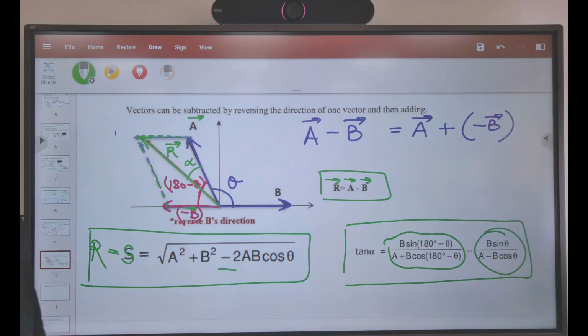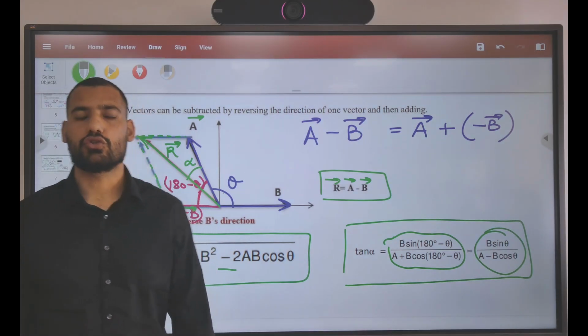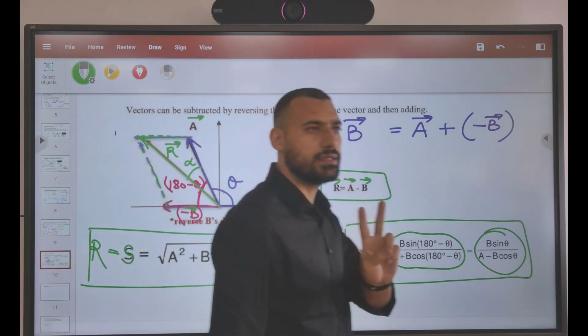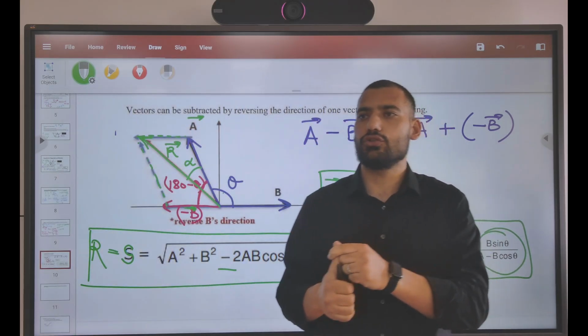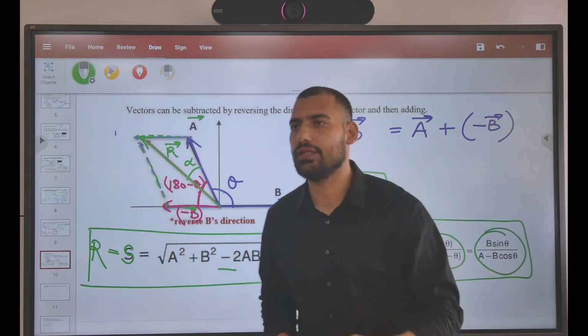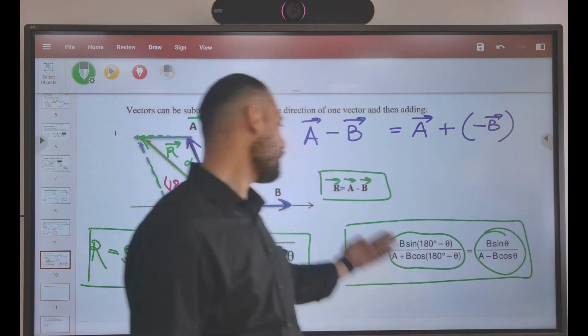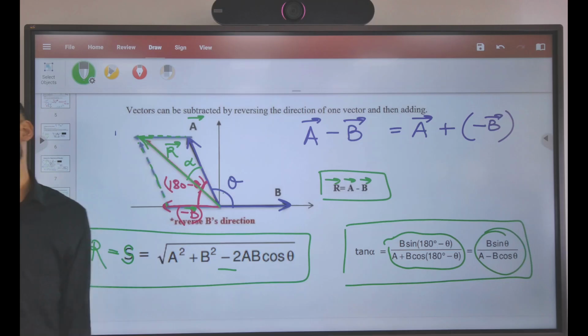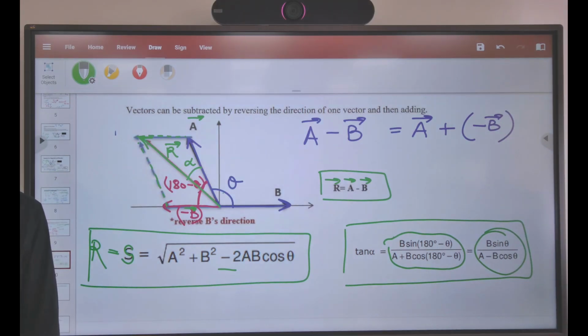Is that clear? Yes or no? So whenever you have to add two vectors, what do you need? You need their magnitude, you need the angle. Whenever you have to subtract, you need the same thing. You need the magnitude, you need the angle. And if you remember the formula, then it is very much easier. Is that okay? Fine?